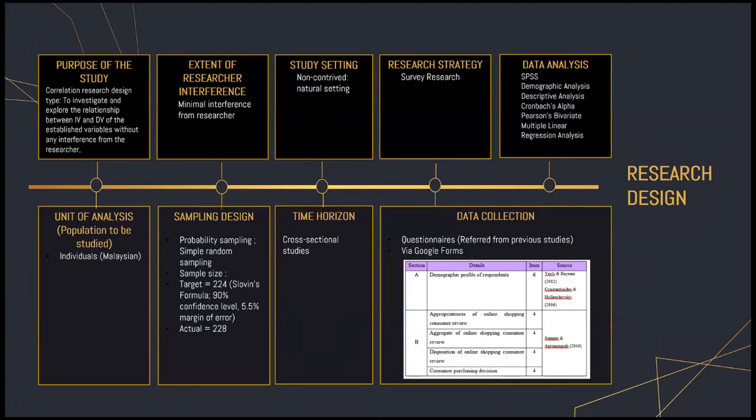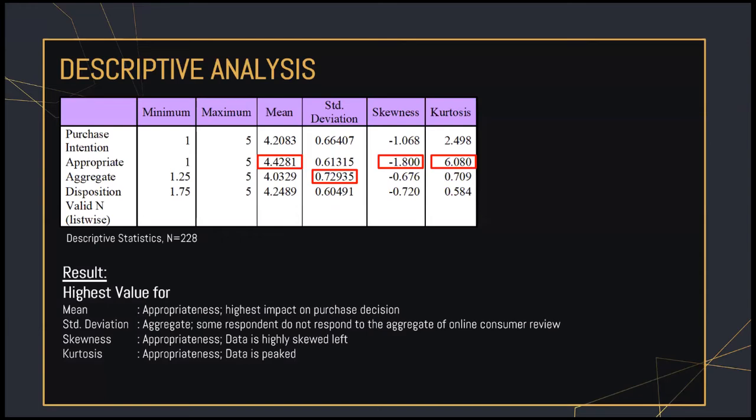We collected a total of 228 respondents online, which is more than the target of 224 according to Slovin's formula. All the data gathered from the questionnaire were then analyzed using SPSS to achieve our objective. So we performed descriptive analysis to give us an idea of our data distribution.